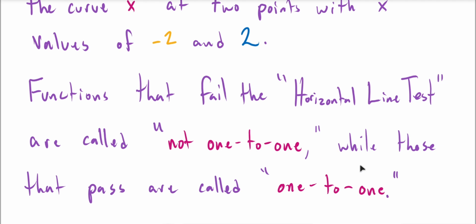On the other hand, if we could pass a horizontal line through a curve and it only hits that curve once, then we call this passing the horizontal line test, and those that pass are called one-to-one functions. Every y value that the function hits is only hit by a single x value.